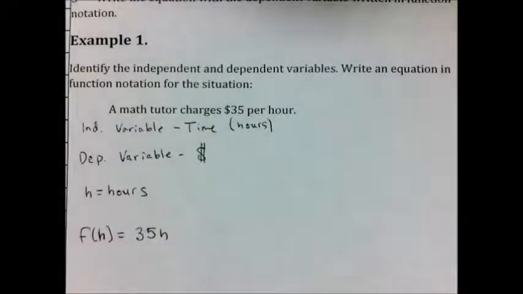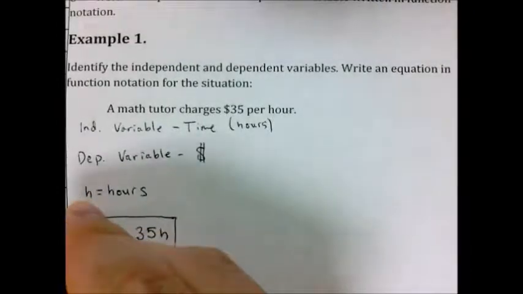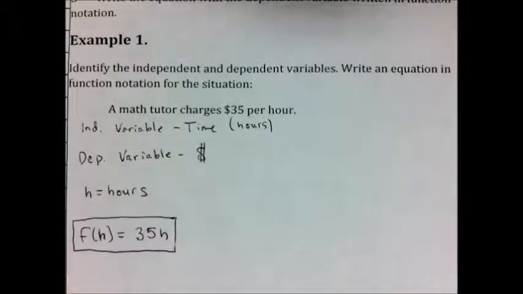Okay, and if we look at this, it makes sense, right? If we spent an hour working as a tutor, we'd make $35. If we spent 2 hours, then it'd be $70. Okay, so that equation, that function, makes sense to us, and that works.